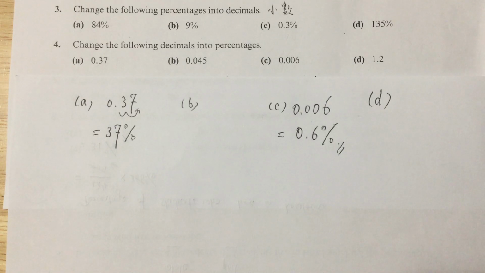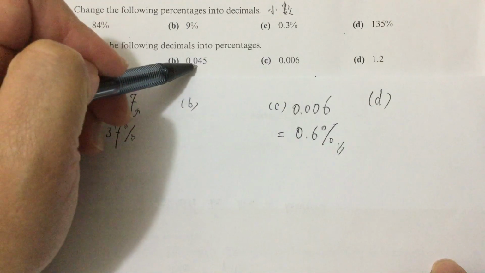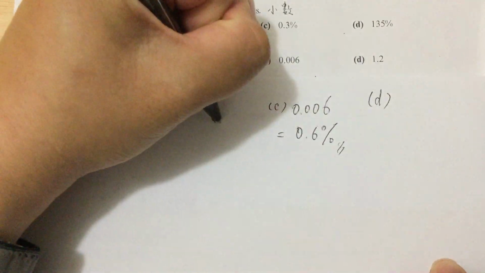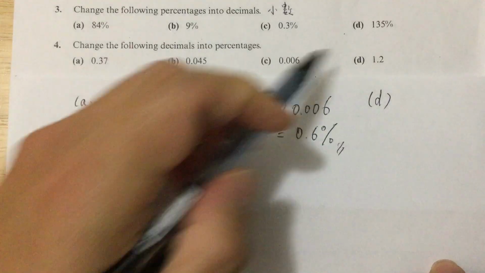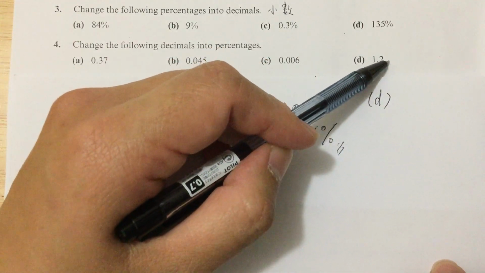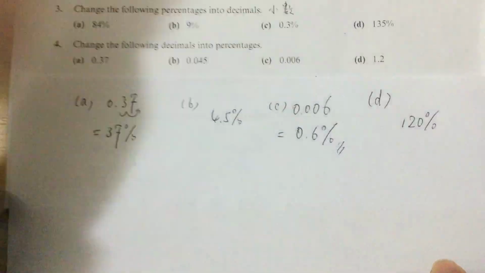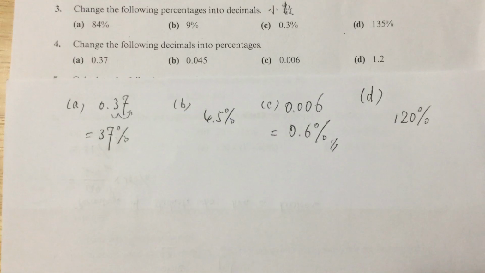Okay, now for the answer for part B, once again we move the point to the back. 1, 2. So part B is 4.5% immediately. For part D, 1 and 2, you have a 0. We must add 0 here for you. So this is 120% for part D. So we have finished question 4.